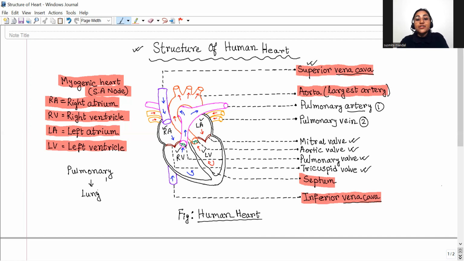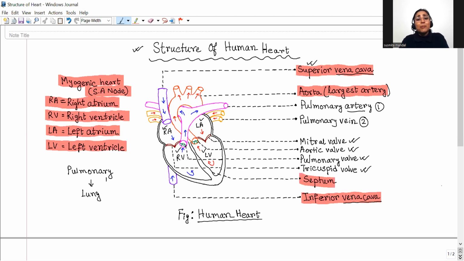Now, when this right atrium gets filled with the carbon dioxide rich blood, it contracts and supplies the blood to the right ventricle. Now, again, the right ventricle gets filled with the carbon dioxide rich blood, or the deoxygenated blood, and contracts and supplies the blood to the lungs through the pulmonary artery. Now, the lung helps in the purification of the blood.